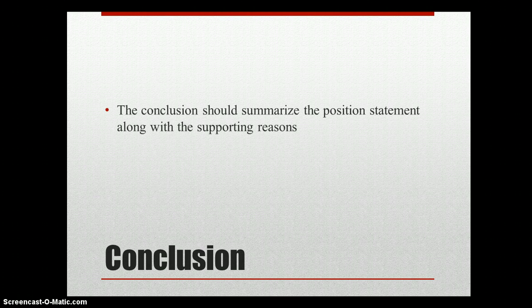All right, and the last thing we have is the conclusion. Your conclusion should summarize the position statement along with your supporting reasons. So your conclusion is going to feel a little redundant, like you're repeating yourself. And that's okay. That's what we want in academic writing. We want your conclusion to be the last thing that your reader remembers about your paper. So that's why we summarize everything that you've already said.